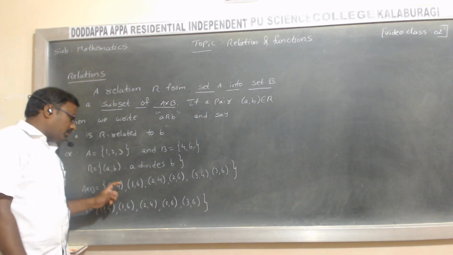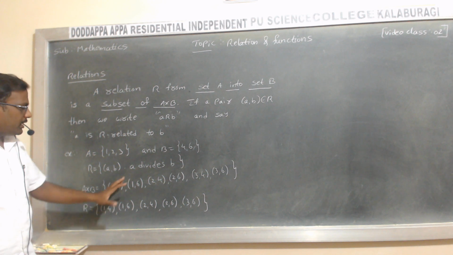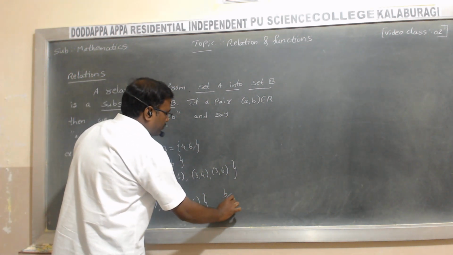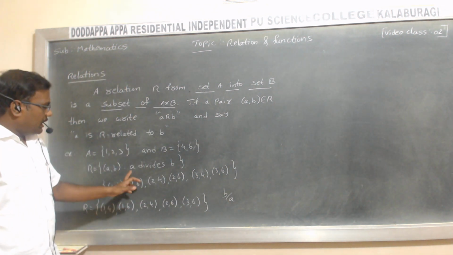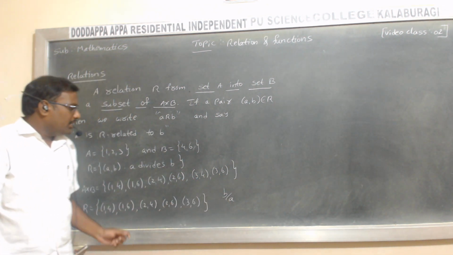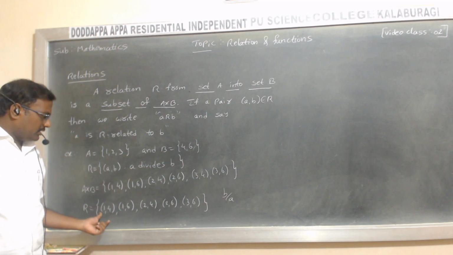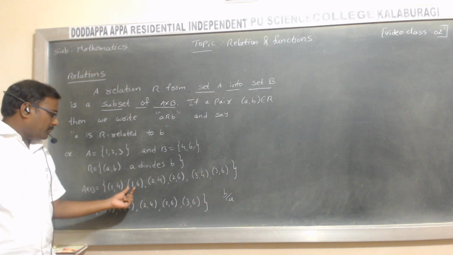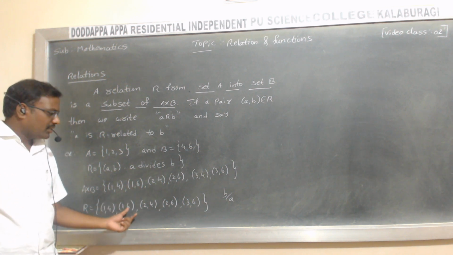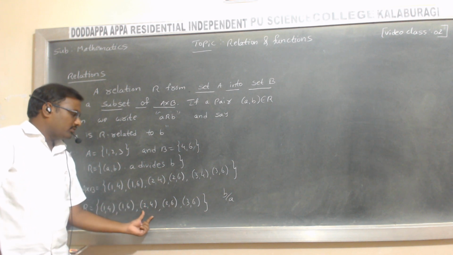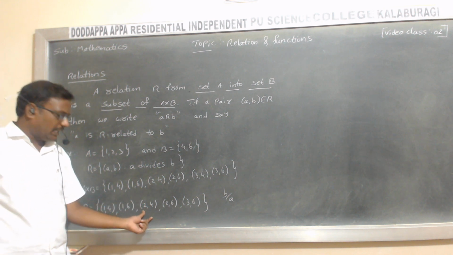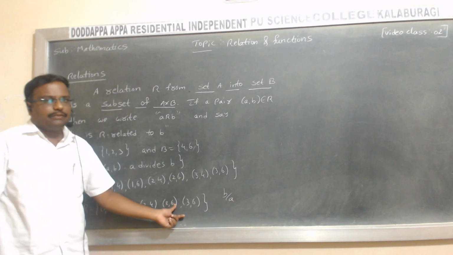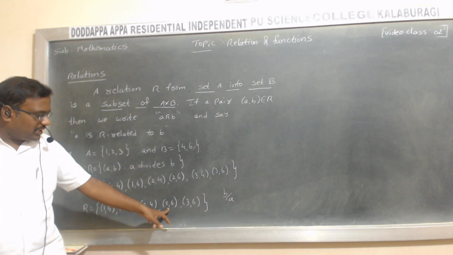Here the Cartesian product you can find out first. Afterwards one condition is given: a divides b. It means b by a. That type of element you can take, where it divides. See here (1,4) that is 4 by 1 pair. (1,6) that is 6 by 1. (2,4) that is 4 by 2, if we simplify we get 2. (2,6) that is 6 by 2, if we simplify we get 3.